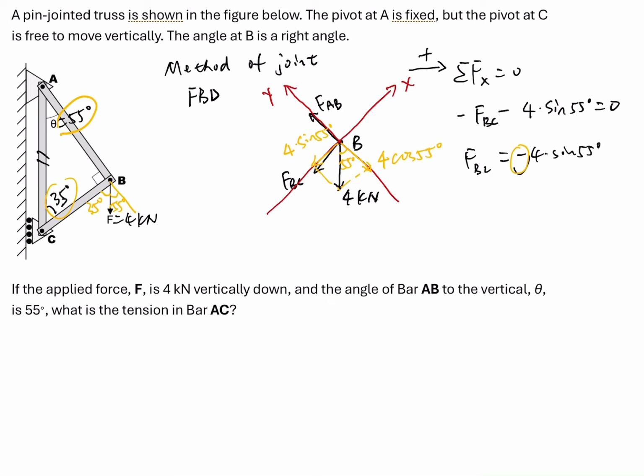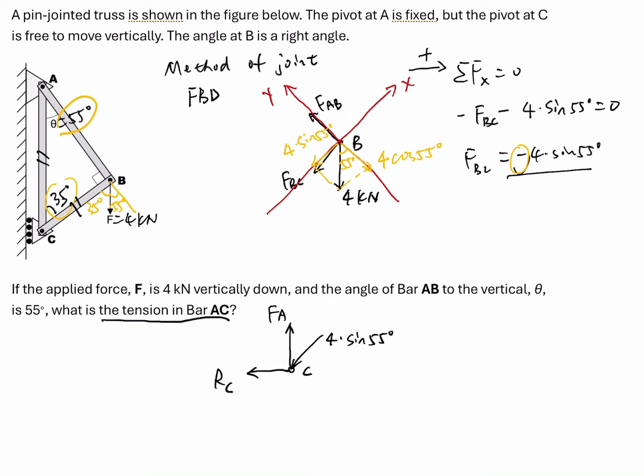After we know FBC, we look at joint C. On joint C, we have the reaction force, which we call RC, and the member force from BC. BC is in compression, as our analysis gave a negative value. In compression, the member force goes towards the joint, and it is 4 times sine 55 degrees. And we have the member force in AC. We assume AC is in tension, because the question asks for the tension force in bar AC, which we need to solve.